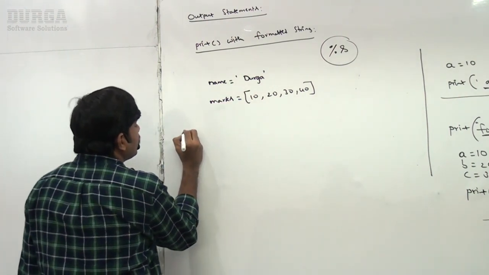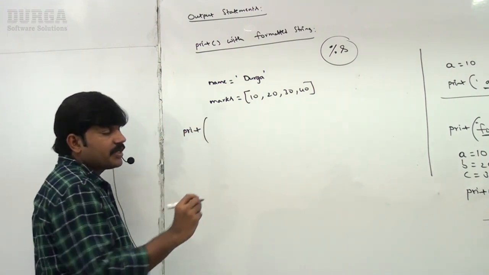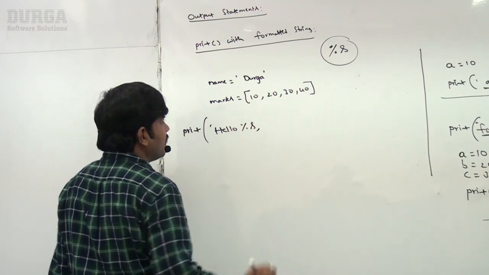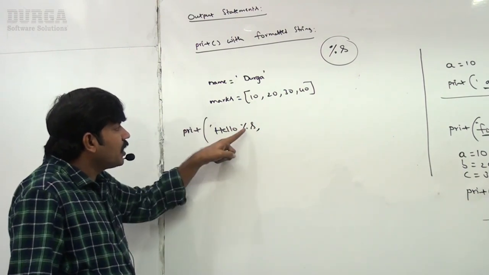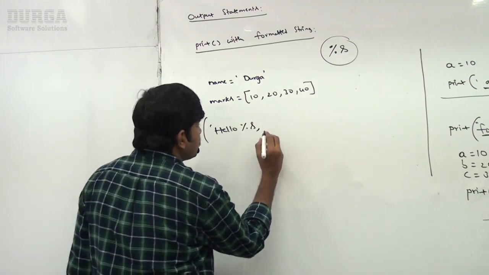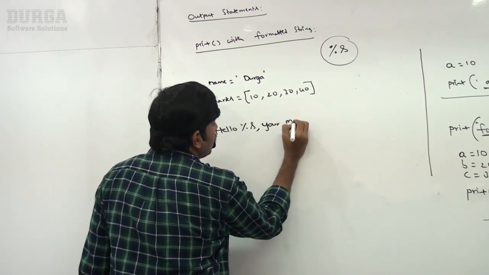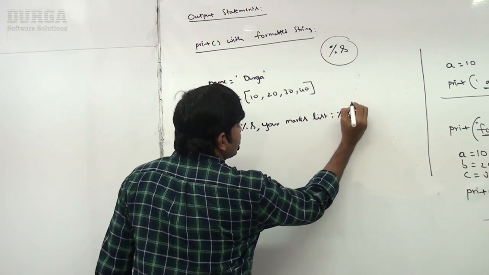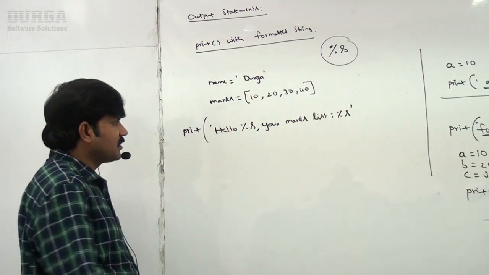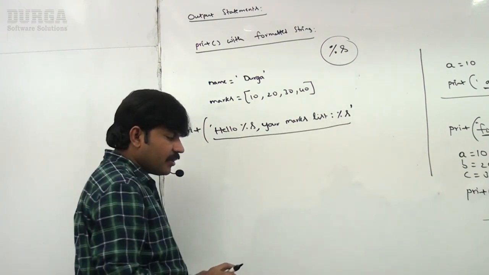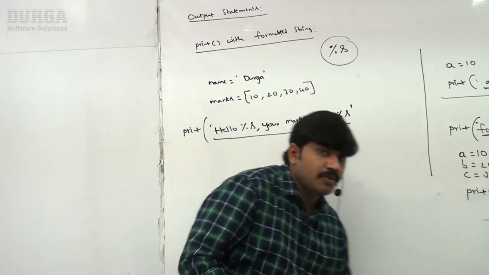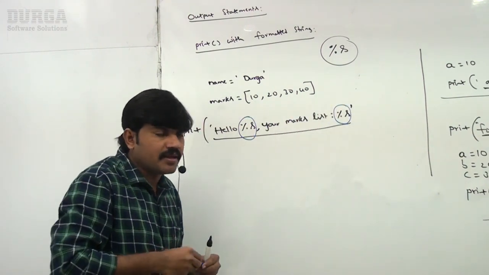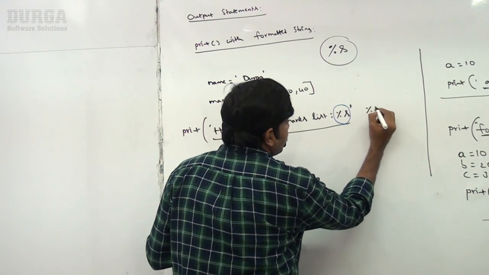Now here print of formatted string: "Hello %s, your marks list is again %s". Sir, this is totally the formatted string. How many percentage symbols am I using? Can you please confirm? This is the first percentage symbol. This is the second percentage symbol. Two variables are there. Now space percentage.